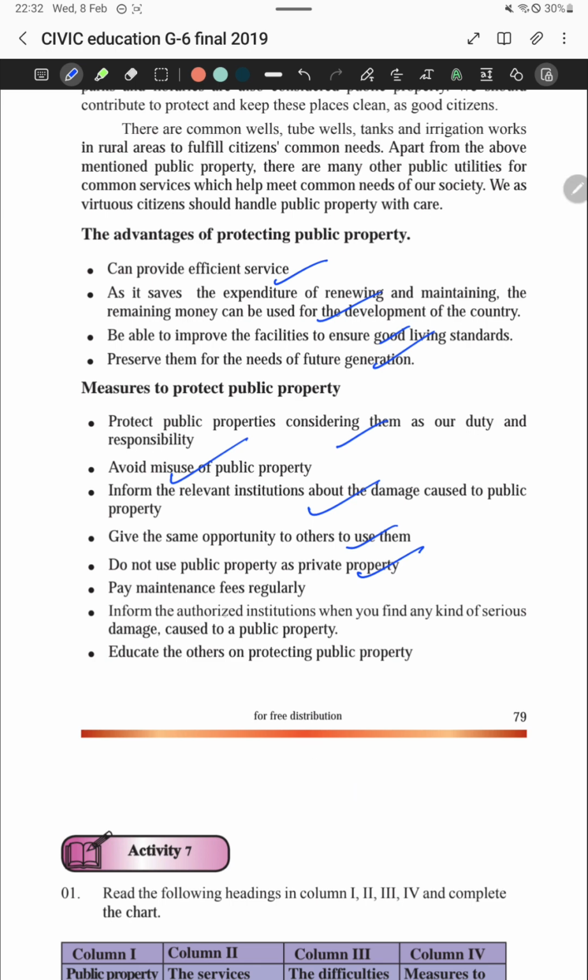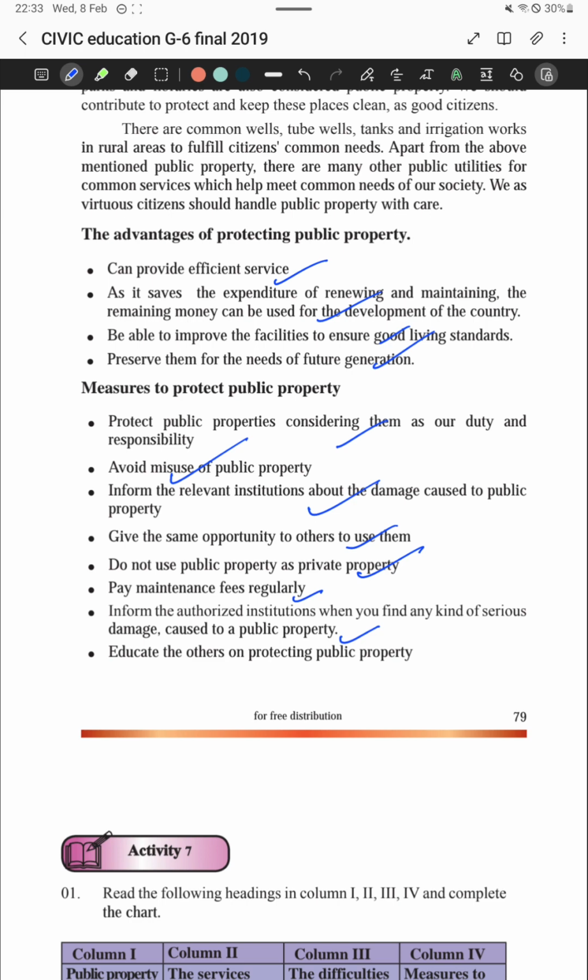And also pay the maintenance fee regularly, right? So if you are paying tax, pay the tax regularly. Please don't hide the tax. If you are hiding it, maintenance will not happen for your public property. Then it will be damaged or destroyed very soon without having any upgrades in your property, right? So inform the authorized institutions when you find any kind of serious damage. If there's damage to your public property, please inform the relevant person by using your mobile phone or anything. You can call them and make them aware about the damages that had happened to the public property, right?